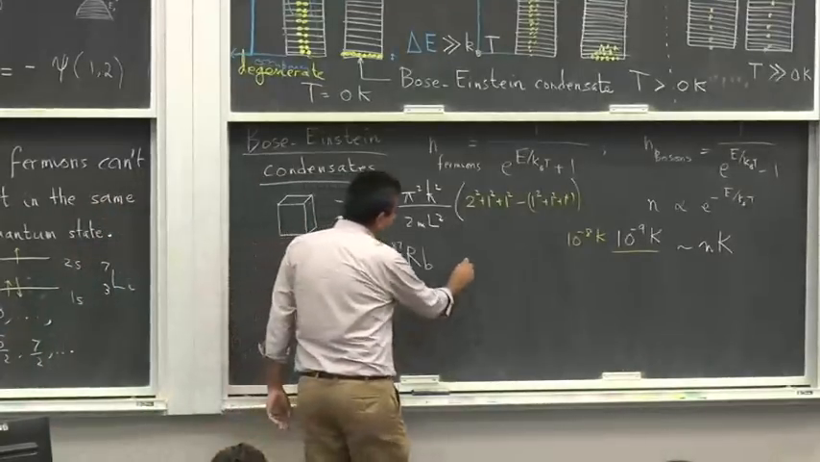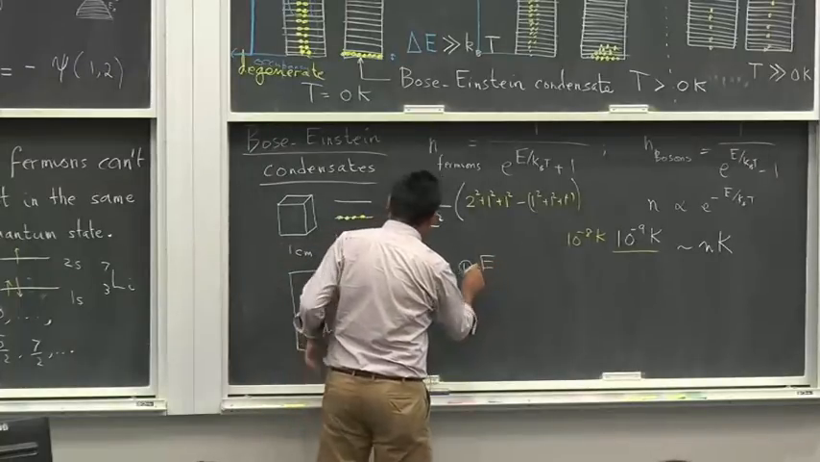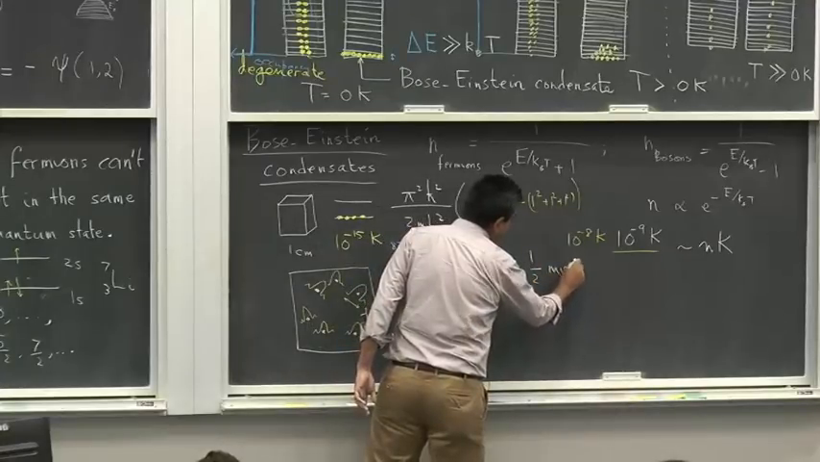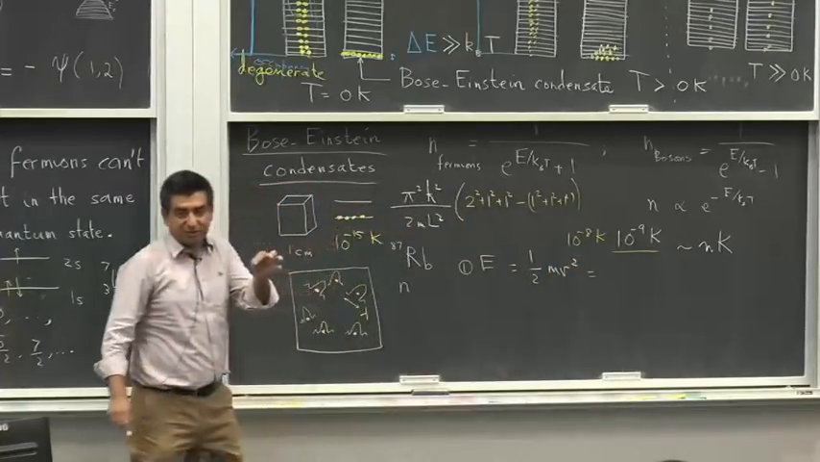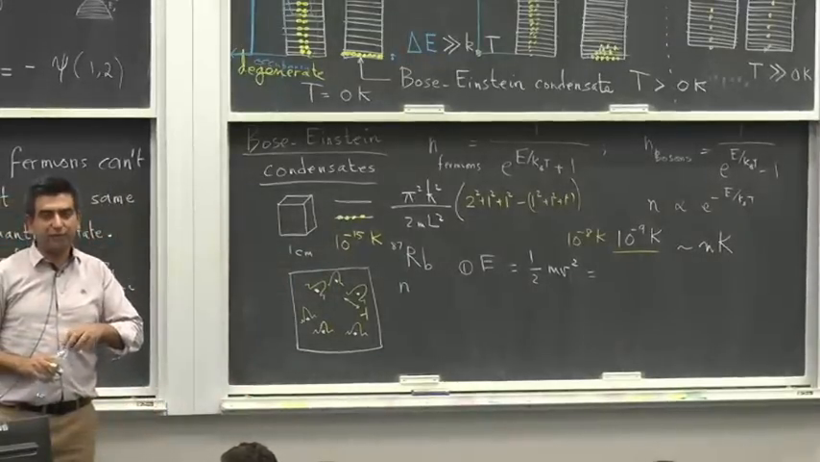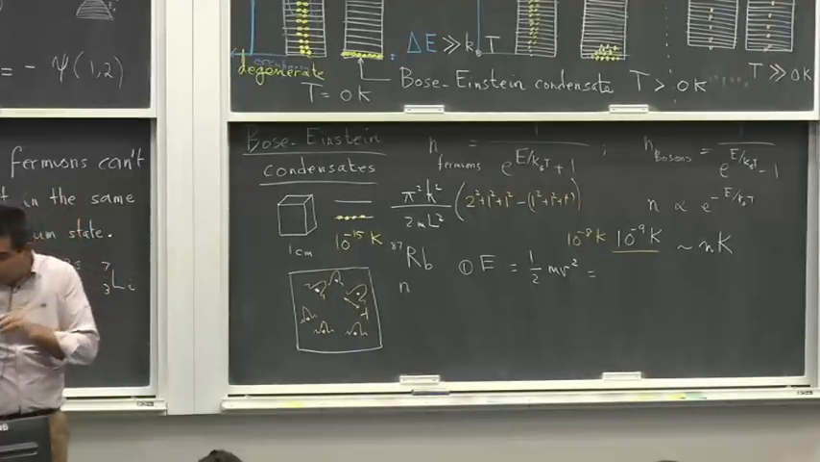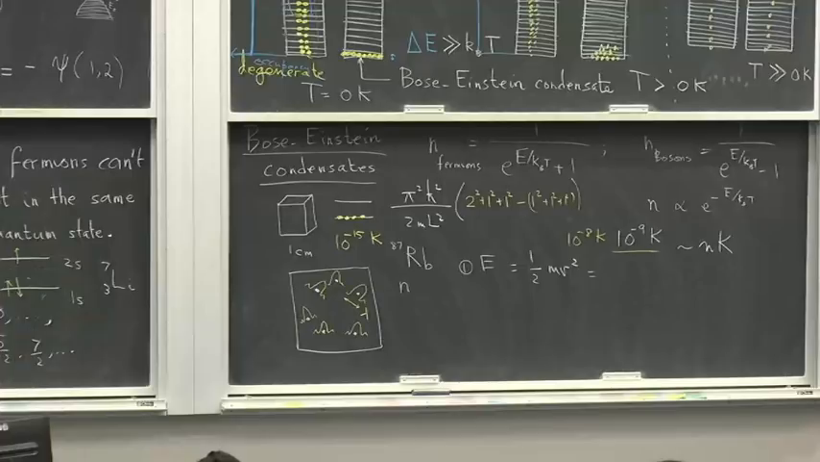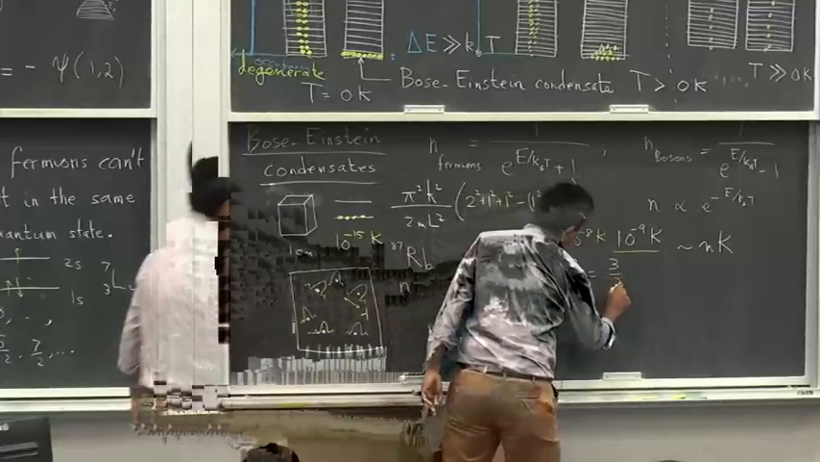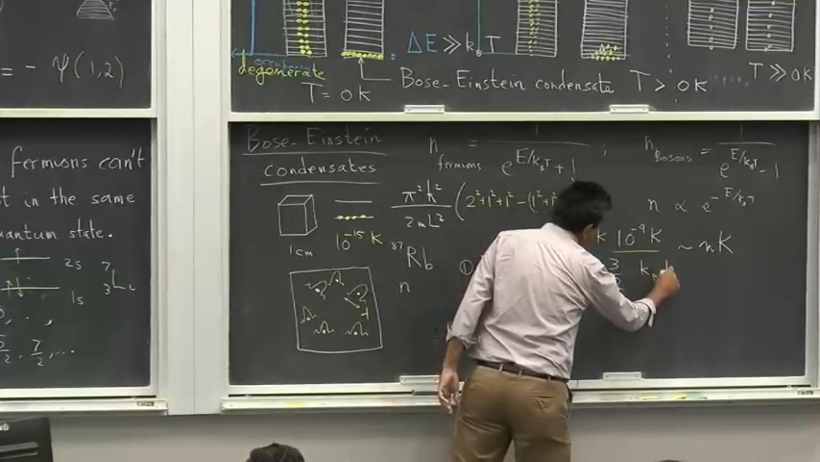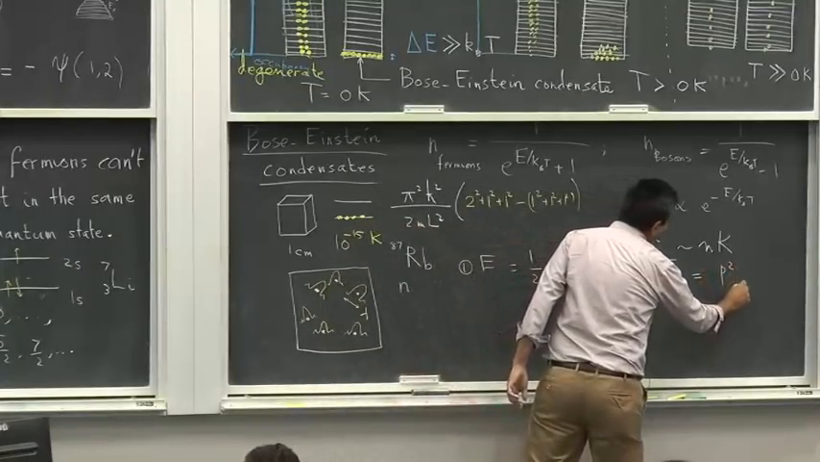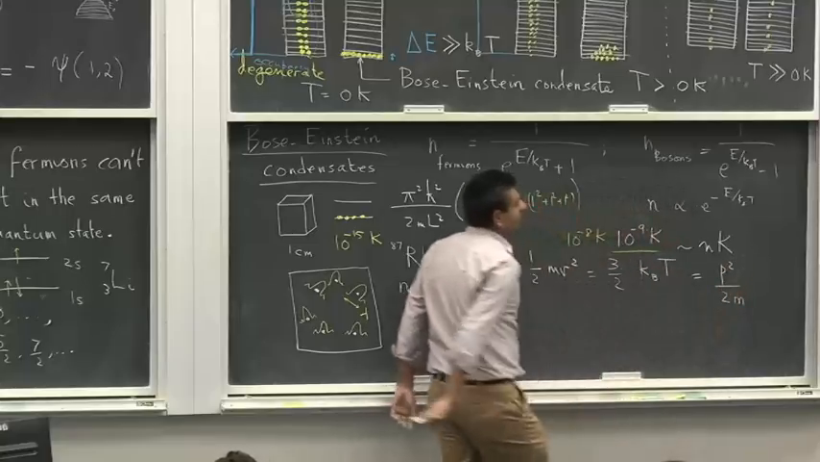We know that the first point that I would like to emphasize is that the energy of these atoms is half mv squared. But this is related to the temperature. How is this energy related to the temperature? It's 3 over 2 kBT. I can also write this as P squared over 2m. Correct?